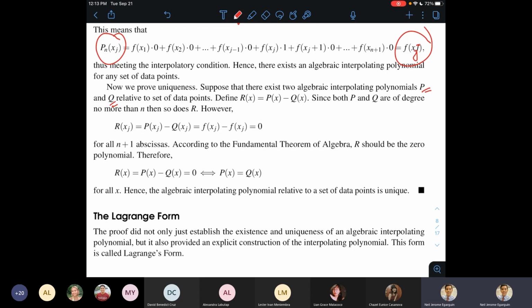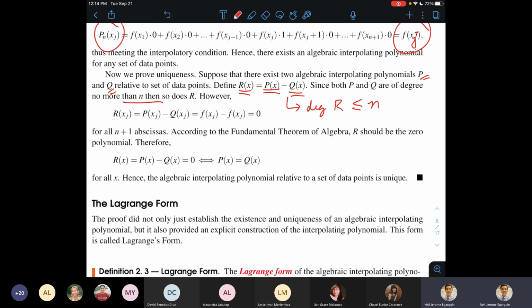Okay? So in order for me to show that P and Q are the same, I will define a function R such that it is the difference between P and Q. Okay? So dahil si P at saka si Q ay degree n, or degree no more than n, so ang degree ni R is also less than or equal to n. Tama? So si P ay degree n or less, si Q ay degree n or less, so R must be degree n or less. Okay, I hope you agree.